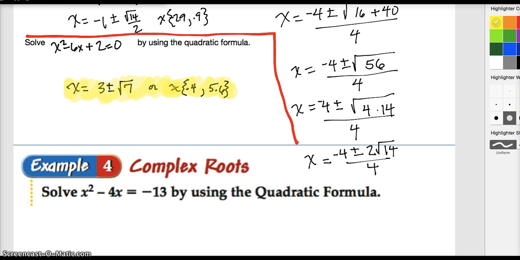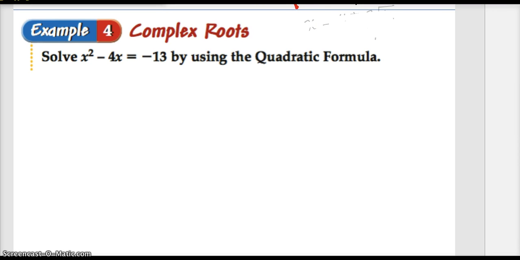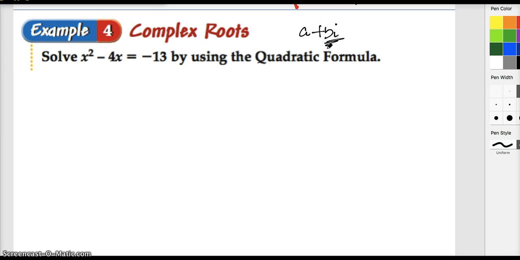Let's go ahead and try example 4. So here in example 4, we have something called complex roots. We remember complex numbers. Let me get this out of the way. We remember that complex numbers are numbers of the form a plus bi, so that means it's got that imaginary part that might come up. So that's what we're going to have with these types of problems.